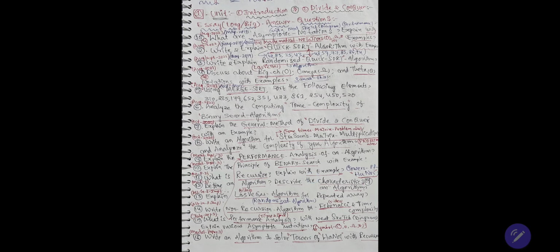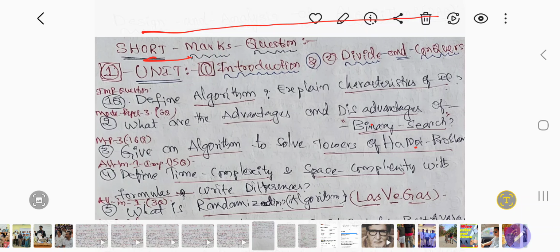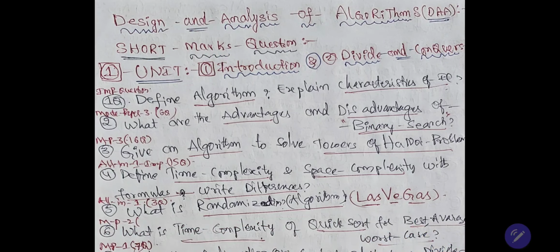So now we will see the first unit answer videos. Before that we will also see the short marks questions. These are short marks questions. For toppers, prepare everything. See, I wrote here the title: Design and Analysis of Algorithm, short marks questions. Define algorithm, explain characteristics of an algorithm, what are the advantages and disadvantages of binary search. These are indirect questions. Sometimes this was asked in the important questions.